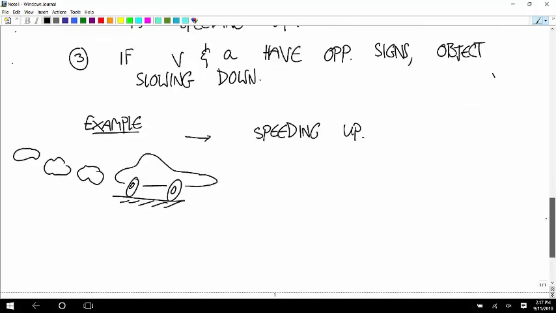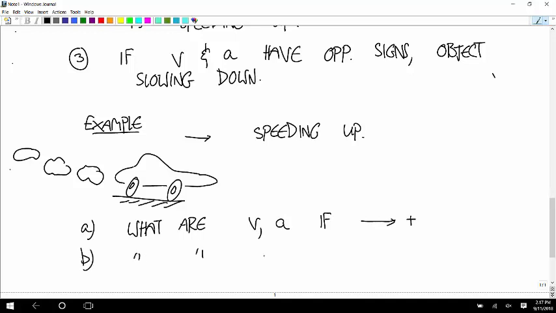So first, let's think, what are velocity and acceleration if we choose the positive direction this way? And second, what are the velocity and the acceleration if we choose the positive direction this way?